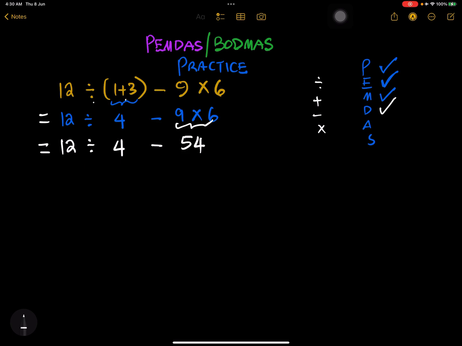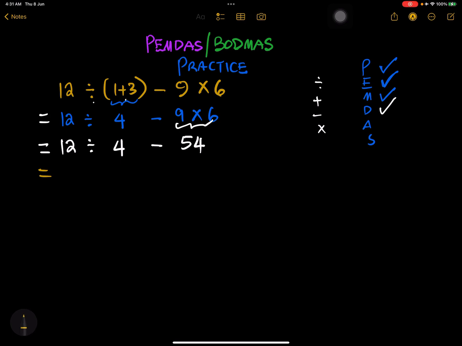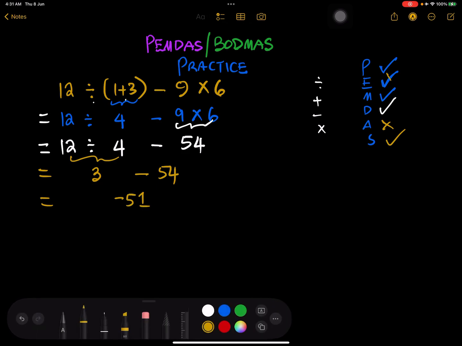The next thing to do is to solve the division. And I think we do have the division sign there. We know 12 divided by 4 is 3, and then we're going to have minus 54. So the next thing to do there is addition, but we're going to skip that one and then go to subtraction, the last one. And to do that, we're going to have 3 minus 54, and we know that answer is going to be negative 51.